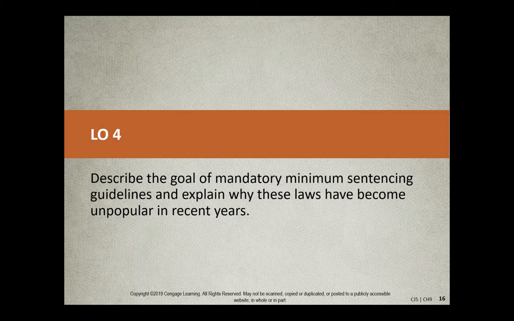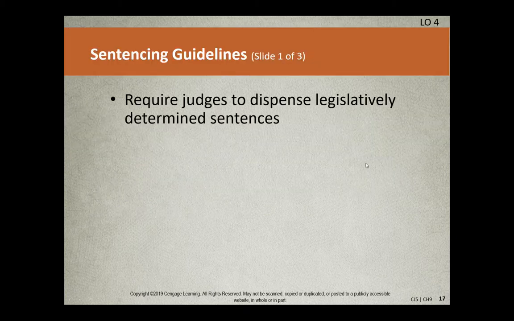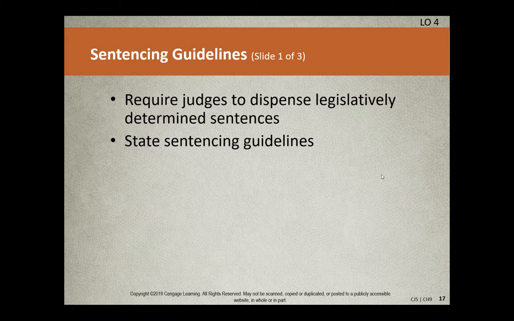So how have politicians tried to fix sentencing? Well, by coming up with sentencing guidelines. So sentencing guidelines are legislatively determined guidelines that judges are required to follow when sentencing those convicted of specific crimes. And sentencing guidelines require judges to dispense legislatively determined sentences based on factors such as the seriousness of the crime and the offender's prior record.